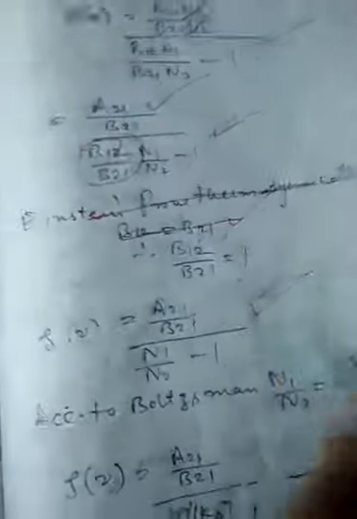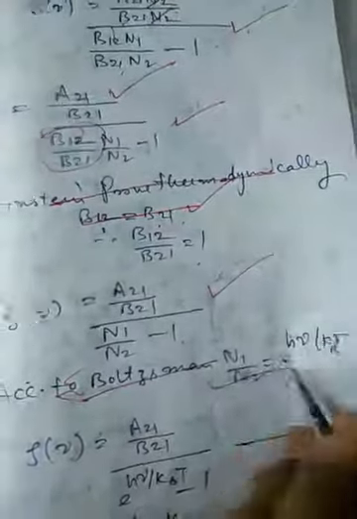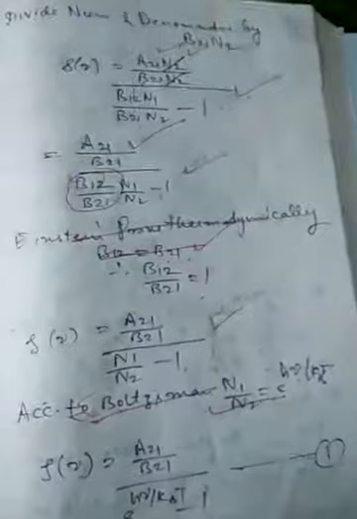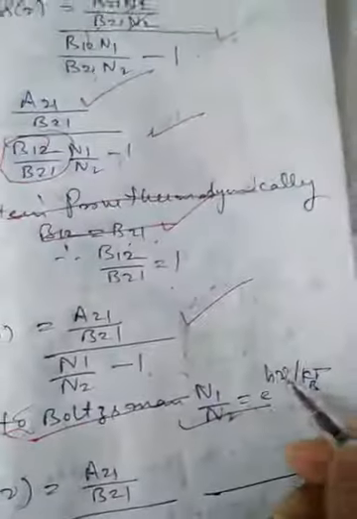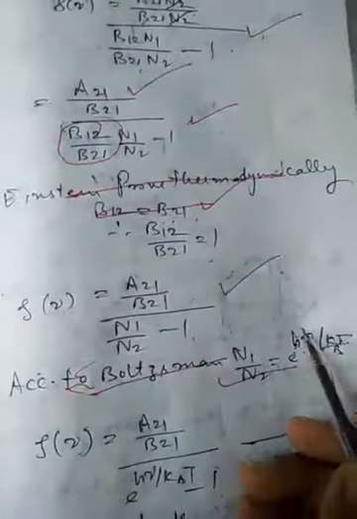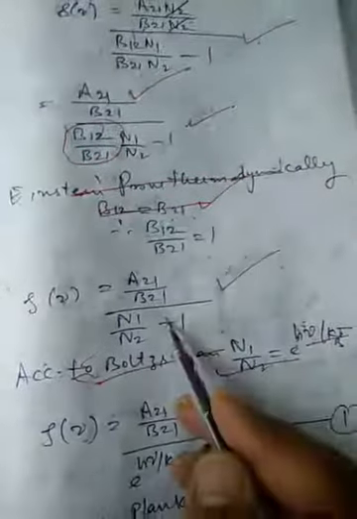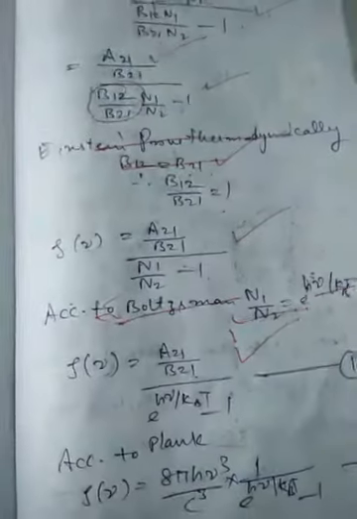Now, to get this equation in the standard form, we use the formula given by Boltzmann, who stated that the ratio of the number of atoms in the ground state to the number of atoms in the excited state is correlated by the relation e raised to h mu by kBT. So we substitute this value over here, and we get this equation in a new form. Call this equation 1.